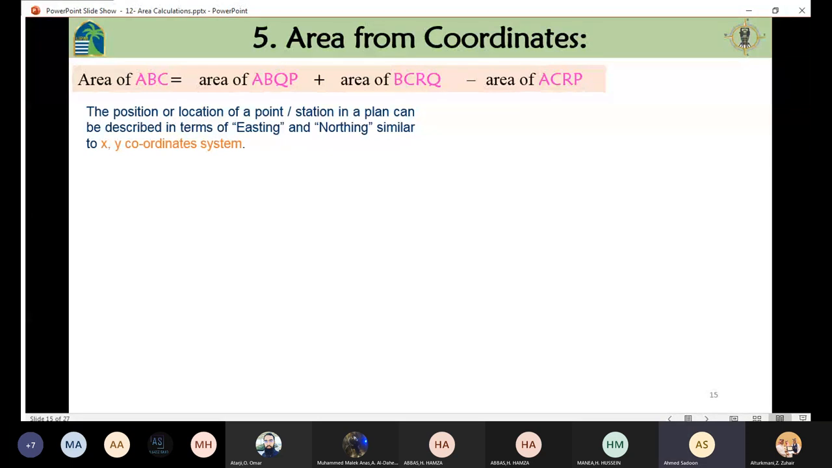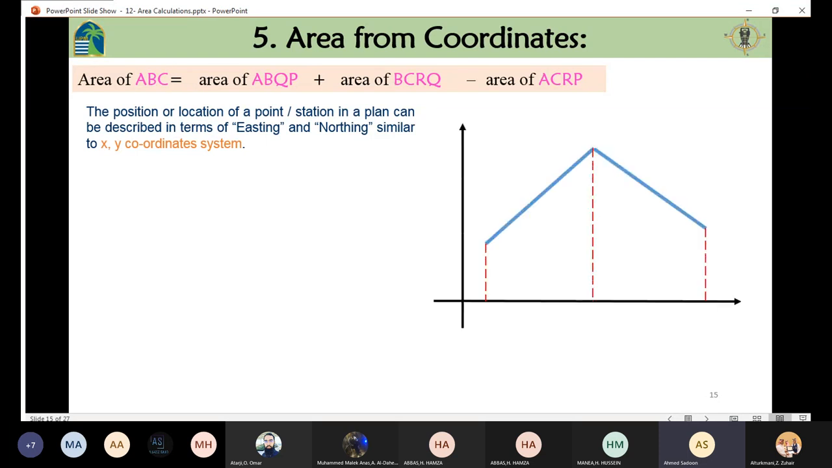So here, in order to show you how to determine the area using the coordinates, first we're gonna bring a small or a simple shape. Here we have a triangle. In the triangle, we are gonna have three coordinates. We have A, B, and C. Here is the north, and here is the east. For the coordinate A, we have y1, x1. For the second station, here we have y2, x2. And here in the station C, we have y3, x3.